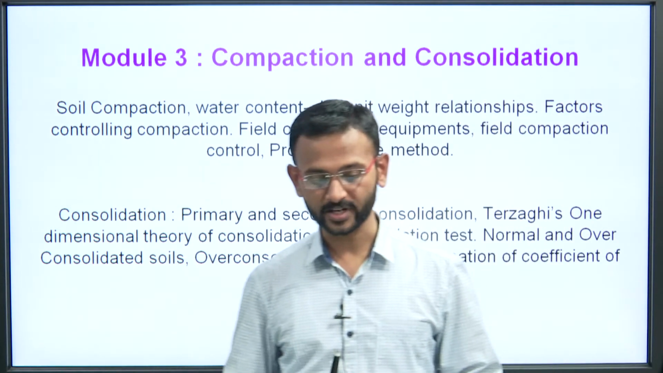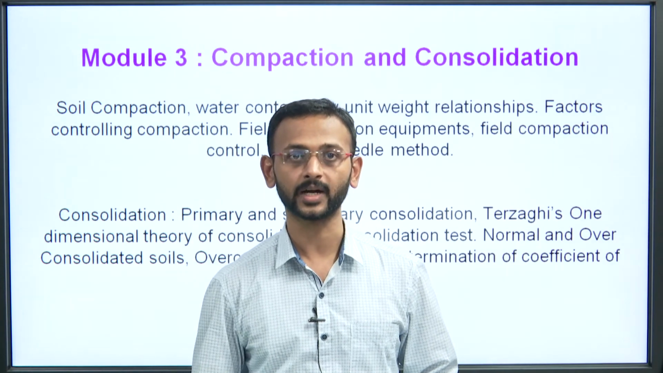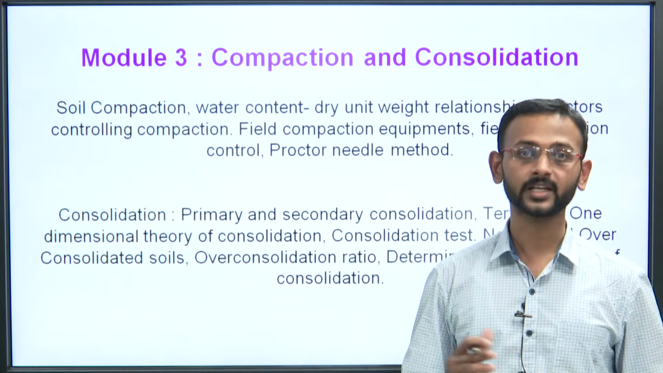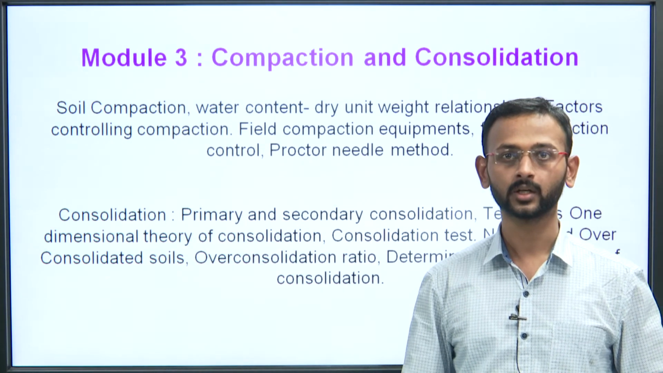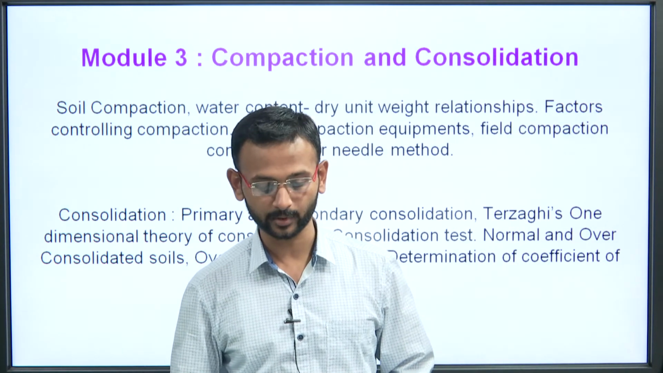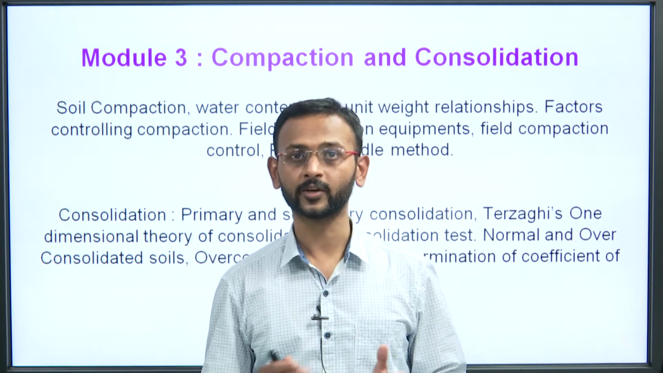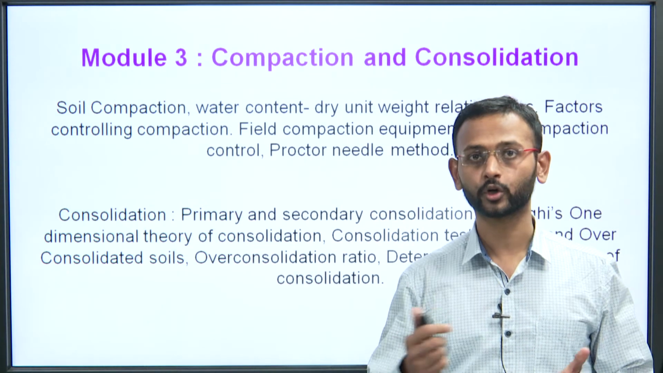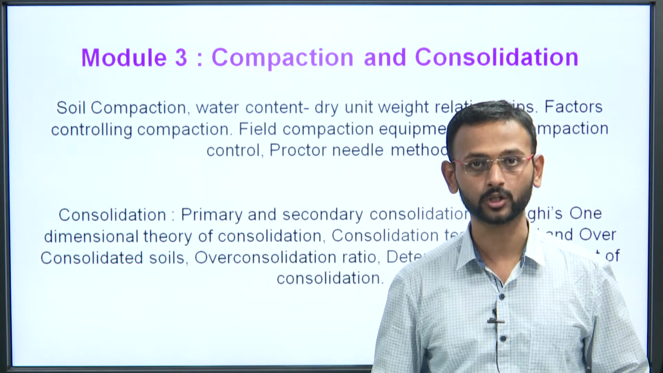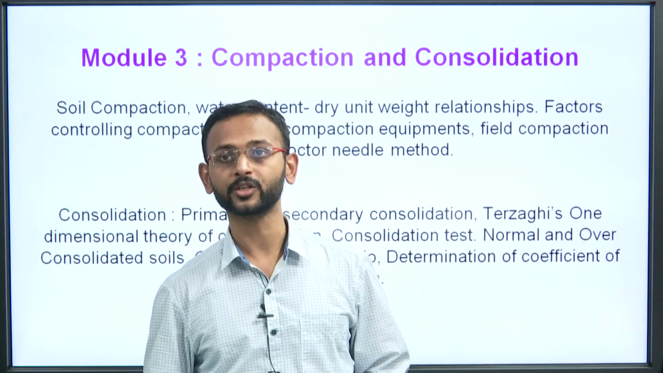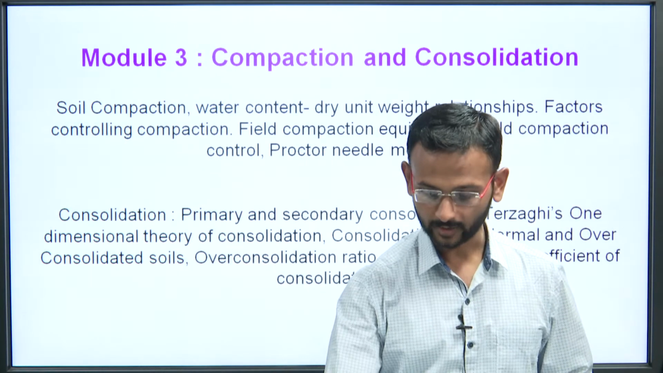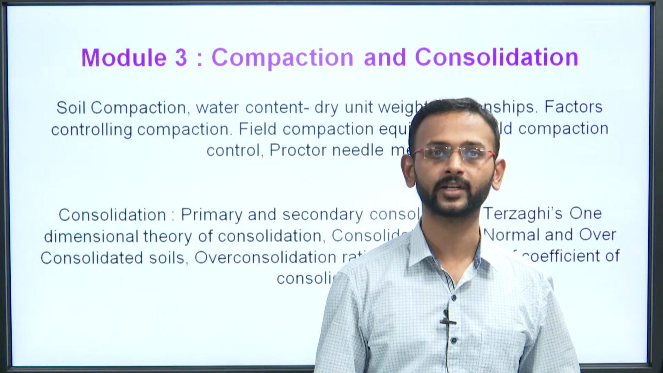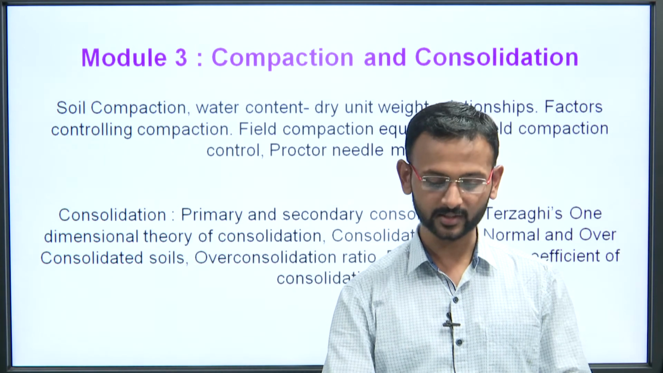So, when we complete this compaction portion, we will move on to the next thing, that is the consolidation, where we will be discussing the primary and secondary consolidation, Terzaghi's 1D theory of consolidation, the consolidation test that is being performed there, and then the different types of soils, that is the normal and over consolidated soils. Then the over consolidation ratio, what is it, we will be discussing that also, and then we will move on to the determination of coefficient of consolidation, that we have already studied in the permeability topic, but it was a very small aspect that we saw there, but now we will be studying this in detail.